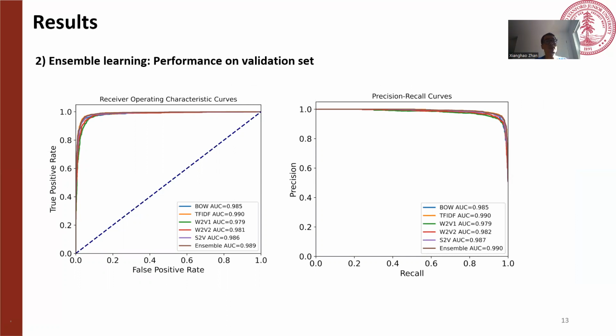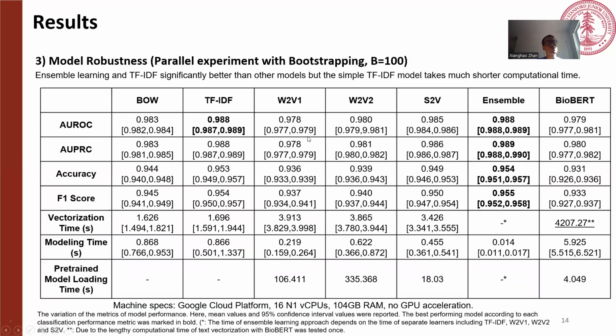But this is just a single experiment, when we train on the data set we partitioned. This does not show the model's performance robustness over different data set partitions. So next, we perform the model robustness test by doing a parallel experiment with bootstrapping. We simply bootstrap the 60% training data used to train the separate learners for the ensemble learning models, and we perform this bootstrapping experiment 100 times, or 100 repeats.